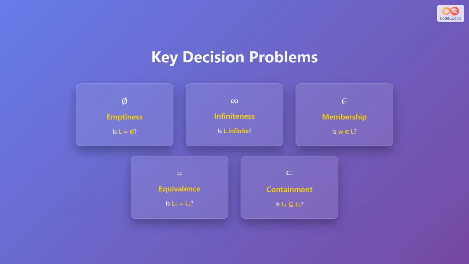Here are some key decision problems related to regular languages. First, the emptiness problem, which asks, is the language L equal to the empty set? Second, the infiniteness problem. Is the language L infinite? Third, the membership problem. Is a given string W a member of language L? Fourth, the equivalence problem. Are two languages L1 and L2 equal? And fifth, the containment problem. Is language L1 a subset of language L2?